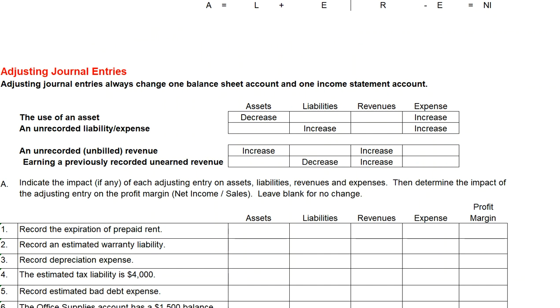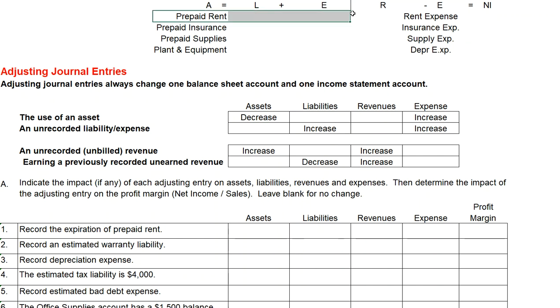Another way we can look at adjusting entries, instead of as deferrals or accruals, I like to look at them in terms of adjusting entries that all firms will have, and all firms will have adjusting entries that relate to the use of an asset or an unrecorded liability and expense. And one thing we notice about adjusting entries immediately is they always involve at least one balance sheet account and something on the income statement. So all of our adjusting entries will include a revenue or expense account and then something on the balance sheet. And again, all firms will have adjusting entries that involve the use of an asset and an unrecorded liability or expense. Let's go ahead and look at some that would involve the use of an asset.